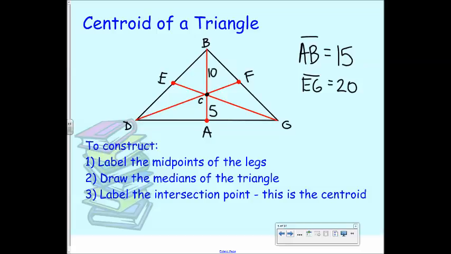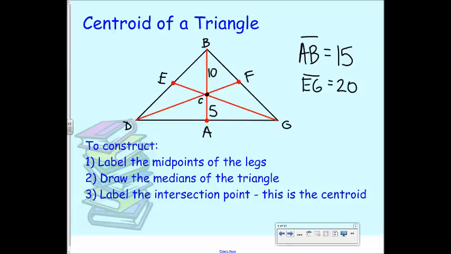Okay, so let's go back to this AB one for a second. So basically, looking at this, AC is the shorter one, right? Because AC is the one that goes from the side to the centroid. So AC is the shorter one. If I take 15 and divide it by 3, that gives me 5. And then I double that to get 10. That's really easy to do in your heads because 15 is divisible by 3.